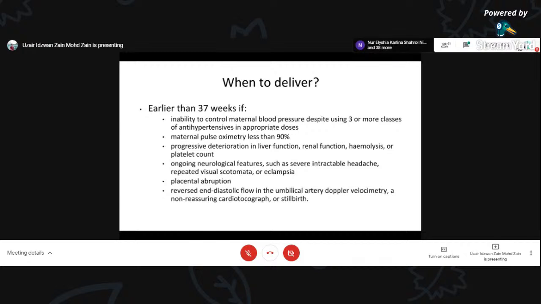Okay, but then you go to the ward and you see some patients who have many problems, like placental abruption, platelets not okay, renal function bad, and the umbilical Doppler is not good, with reversed end diastolic flow. All these things contribute to delivery earlier than 37 weeks. If the patient has to be delivered before 37 weeks, you should have an idea of how to deliver a preterm baby. For a preterm baby, you should read the other guidelines.